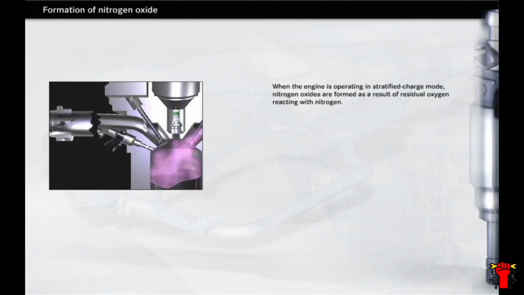However, as soon as the engine enters the economical stratified-charge mode, there is permanent surplus air. This means that there is still unburned oxygen after the fuel has burned. What essentially happens next is that the hot flame causes the surplus oxygen to react with the nitrogen in the intake air, resulting in the formation of nitrogen oxides. As nitrogen oxides are pollutant, they cannot be allowed to escape into the atmosphere.